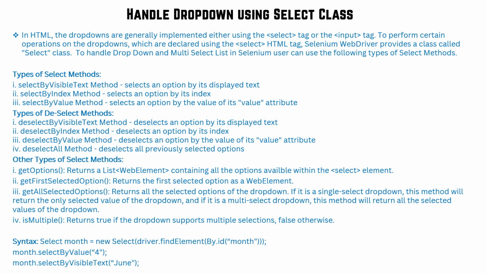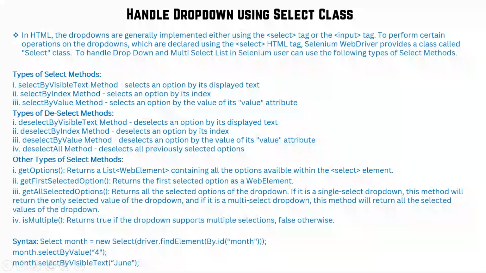So in HTML, the drop downs are generally implemented either using the select tag or sometimes the input tag as well. To perform certain operations on the drop down declared using the select HTML tag, Selenium WebDriver provides a class called Select class. To handle drop down and multi-select list in Selenium WebDriver, we need to use the Select class and its dependent methods. For selecting the value, we can use selectByVisibleText, selectByIndex, or selectByValue. To deselect, we can use deselectByVisibleText, deselectByIndex, deselectByValue, or deselectAll.